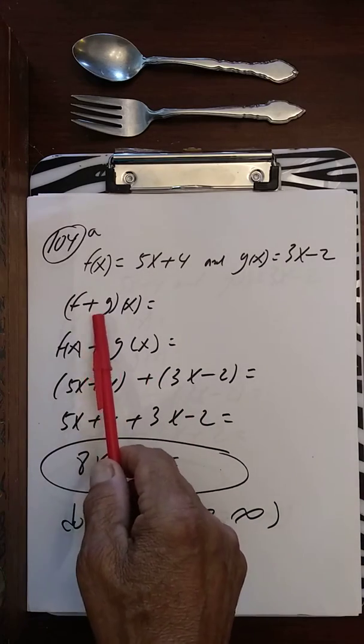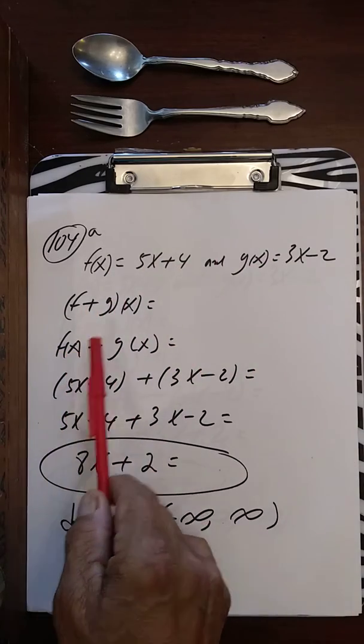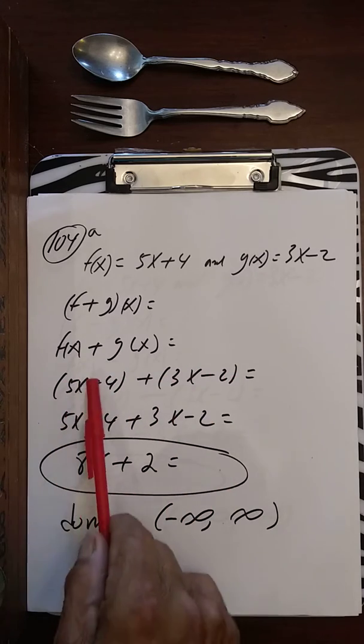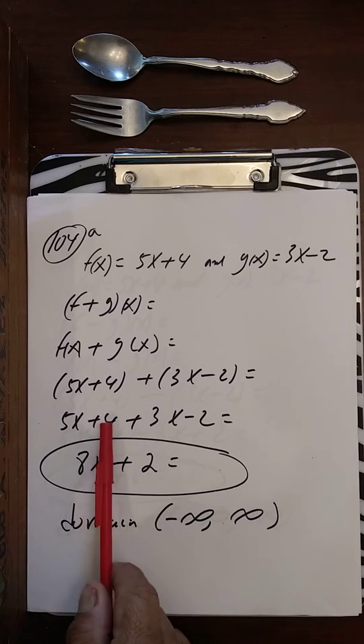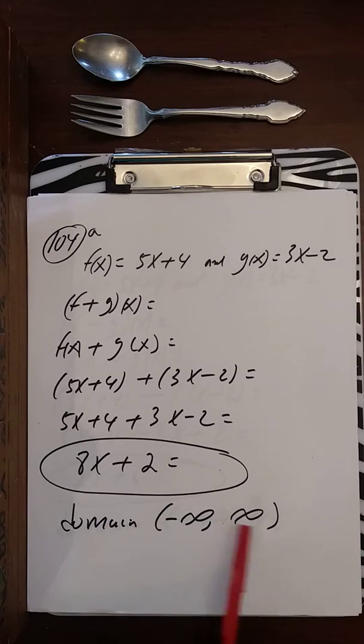f plus g of x. So here are the originals, f and g. Substitute this, f of x plus g of x. Rewrite this in there. Take the parentheses off, there's a plus, same thing. So x and x, 8x, 4 and that is 2. Domain is negative infinity to infinity.